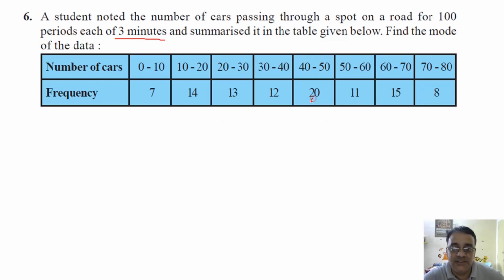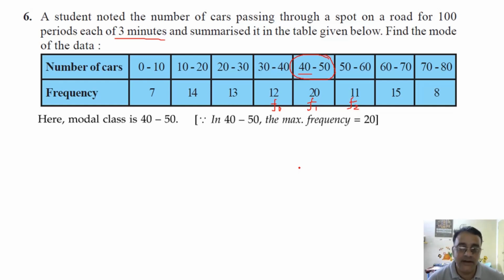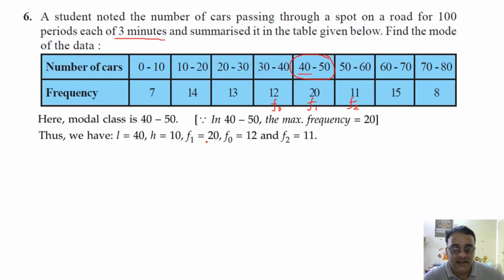20. So this is f1. The frequency before f1 is f0, and the frequency after f1 is f2. And the class with the highest frequency is the modal class. So this is l. What is h? 10. Right. So we'll start with the modal class 40 to 50, because in this class the frequency is maximum, that is 20. L is 40, h is 10, f1 is 20, f0 is 12, and f2 is 11.